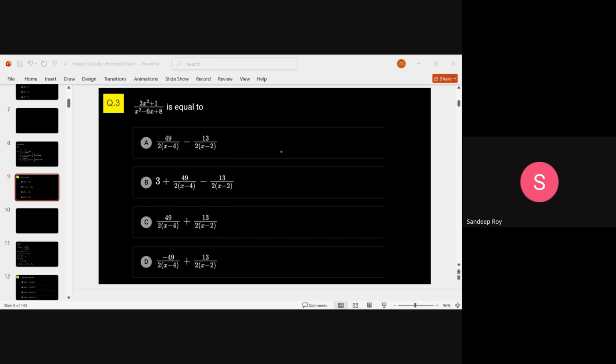If you do long division, then you will get a proper fraction, right? The degree of the numerator will be smaller than that of the denominator. Then the next step is you can go with the partial fraction method, because that is the requirement: the degree of the denominator should be greater than that of the numerator.